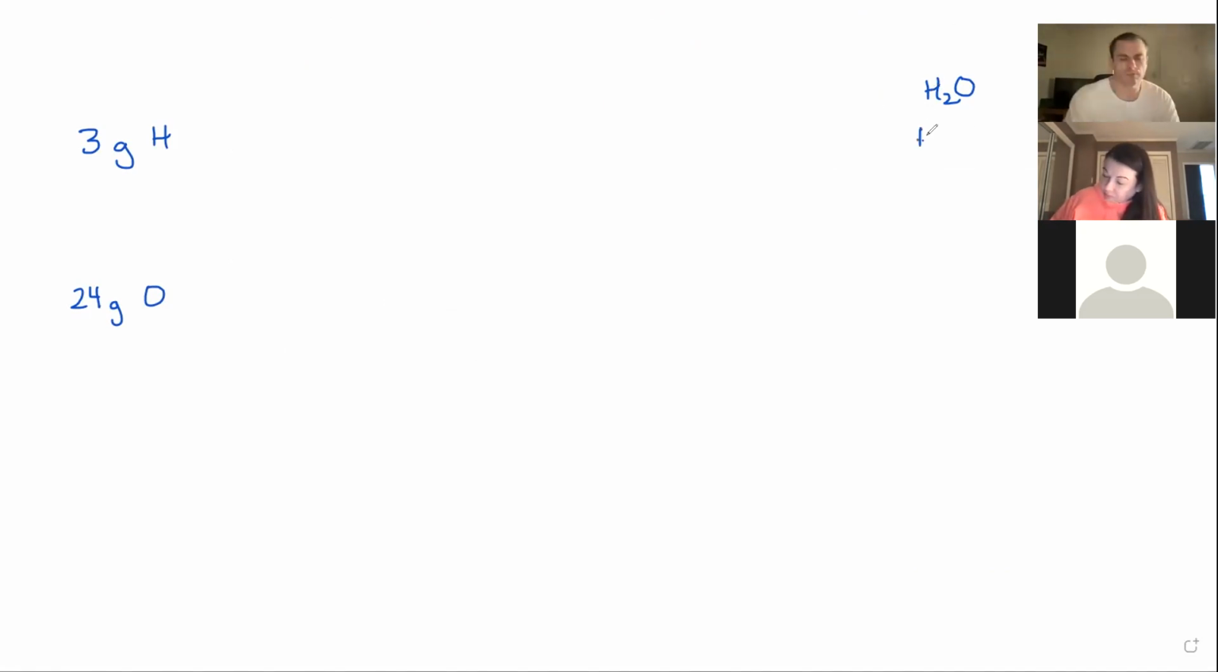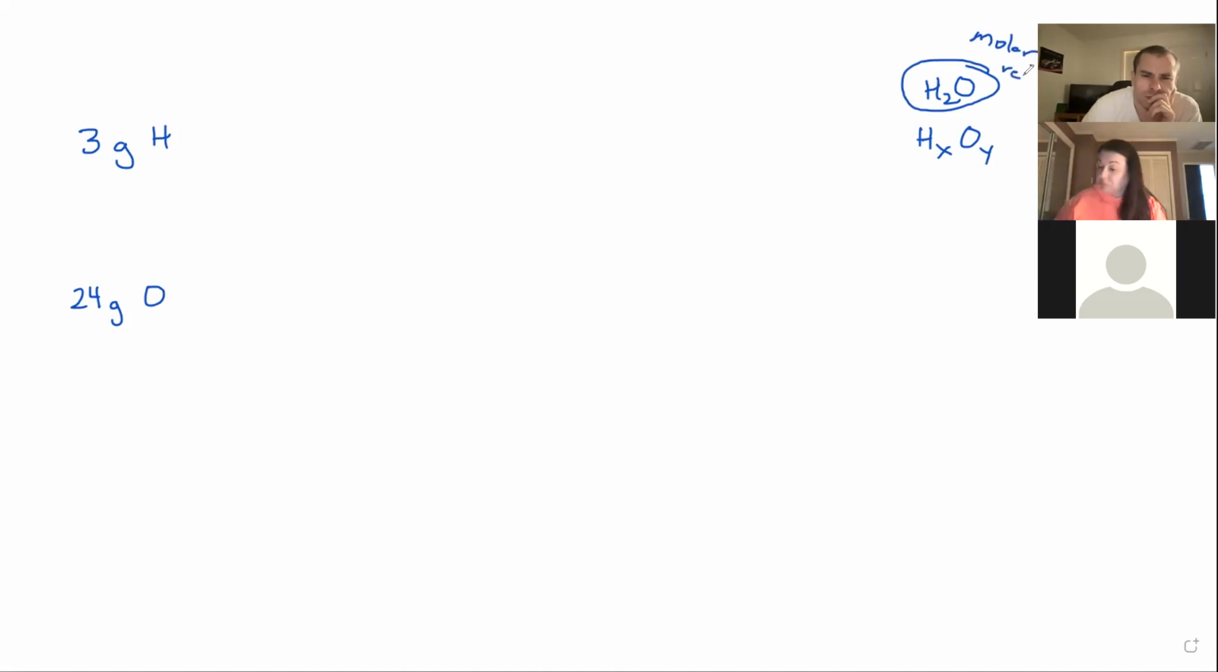We just know that there's hydrogen with some sort of subscript X, and there's oxygen with some sort of subscript Y. So we want to figure out X and Y. How do we do that? All right, so the first thing to remember is that these formulas are a molar relationship.